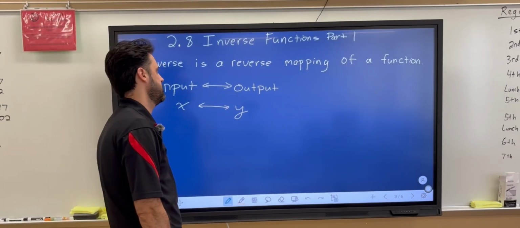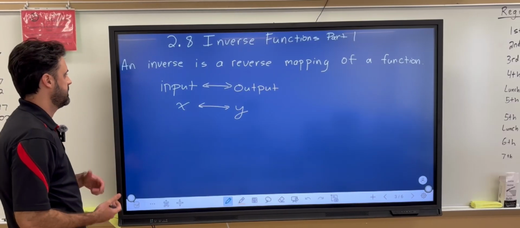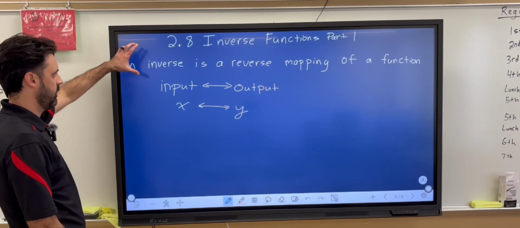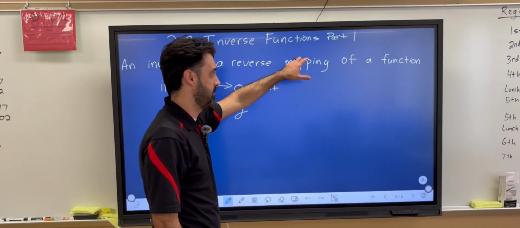All right, guys, part one of inverse functions. So we have another topic here that you guys would have learned about originally in Algebra 2. So let's just start with what an inverse function is. An inverse is just a reverse mapping of a function.